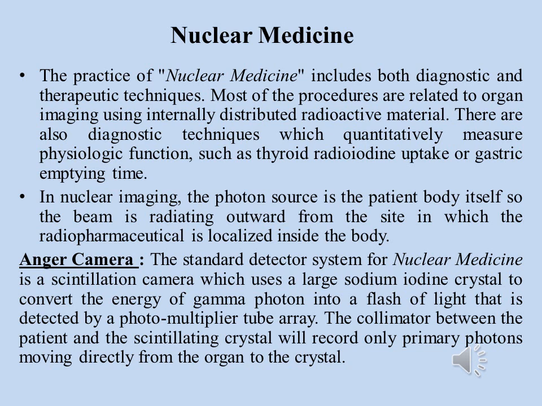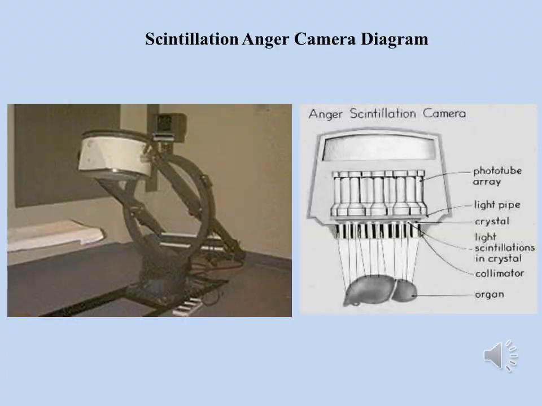Anger camera. The standard detector system for nuclear medicine is a scintillation camera which uses a large sodium iodide crystal to convert the energy of a gamma photon into a flash of light that is detected by a photomultiplier tube array. The collimator between the patient and the scintillating crystal will record only primary photons moving directly from the organ to the crystal. A diagram for the scintillation Anger camera.